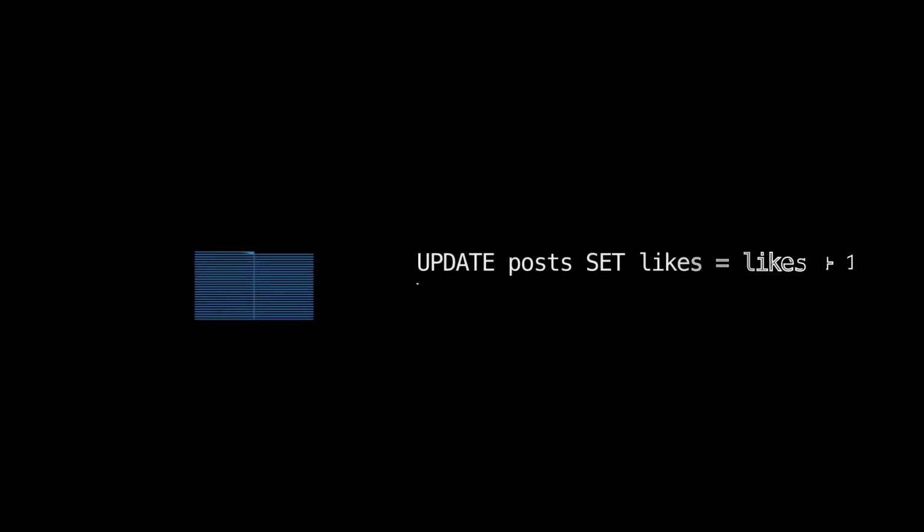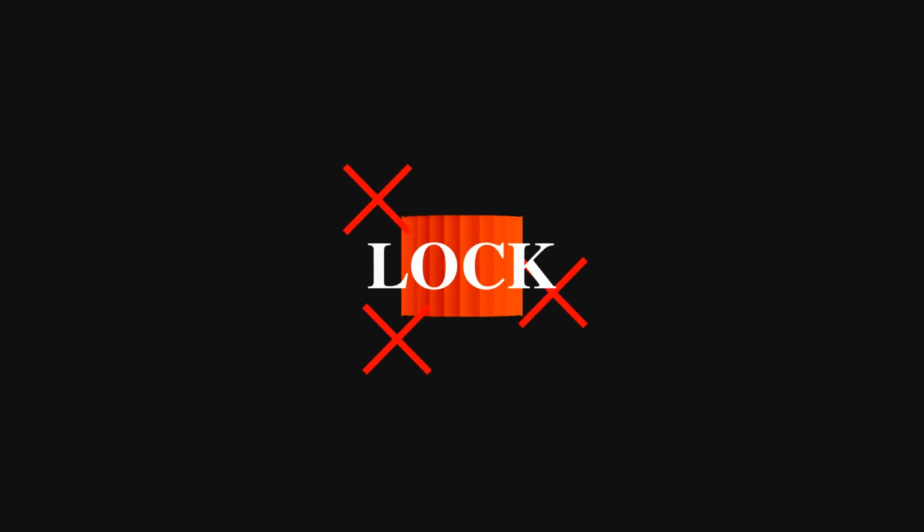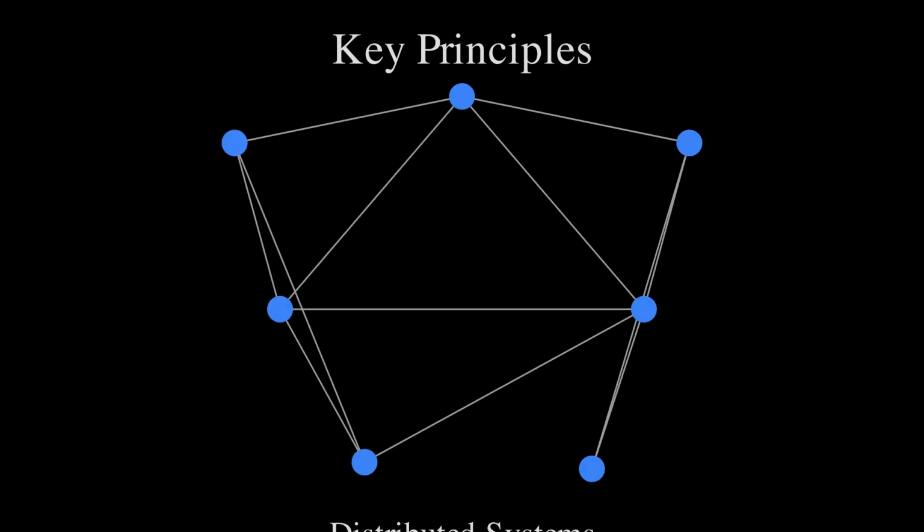So, a simple update posts, set likes equals likes plus one command on a single giant SQL database is a recipe for disaster at this scale. That single database would lock up constantly, failing to meet user demands for speed and responsiveness. No single server can handle this massive load.